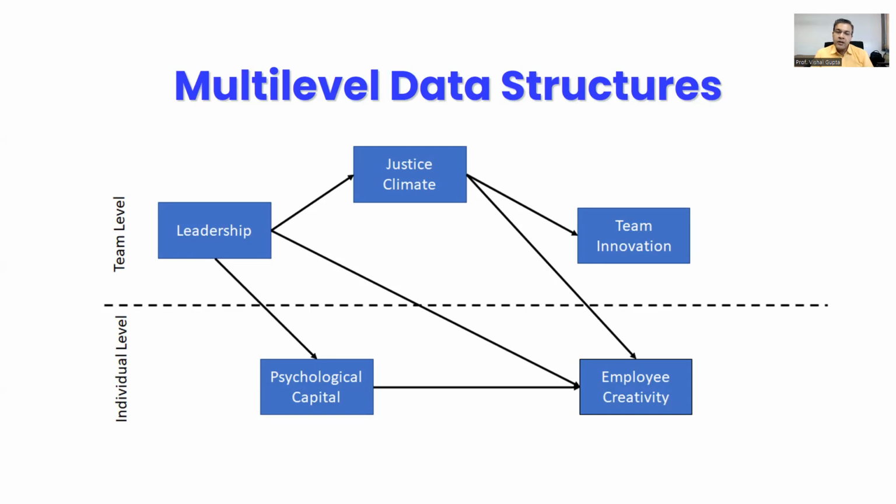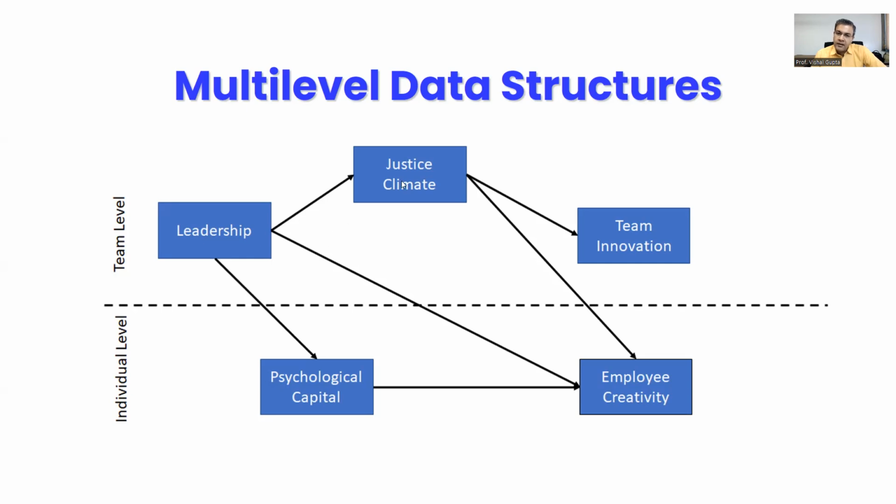So at the team level, you have one leader and you have 5 different psychological capital and 5 different employee creativity. So leadership is not an individual level variable. We say leadership is actually a team level variable. And these 5 different employees are said to be nested. Okay, please mark this word. They are said to be nested under one common leader.